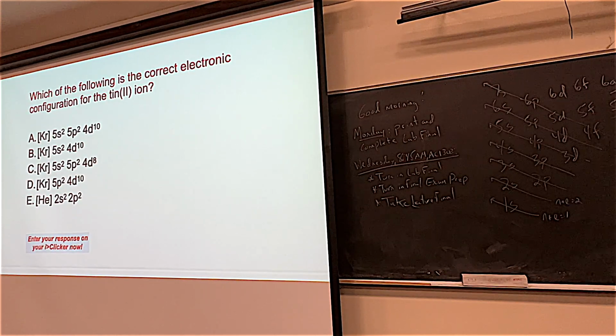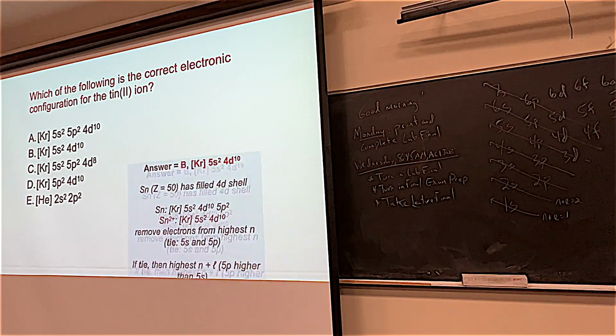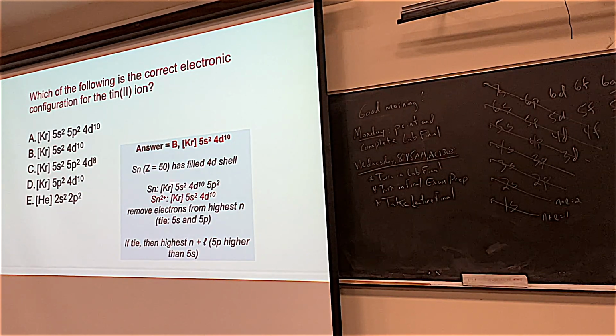Tin plus 2 is going to have a tin neutral core, and then you take away 2. So neutral tin, I'll just give you the answer here, would have a krypton core, 5s2, 4d10, 5p2. And when you make a positive 2 ion, you want to take away from one of the 5s first, leave the 4s alone. And in this case, 5p comes out.